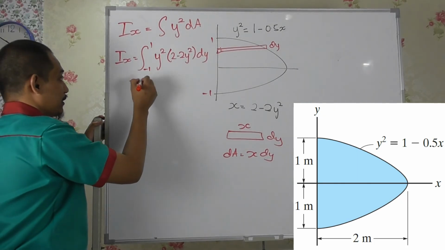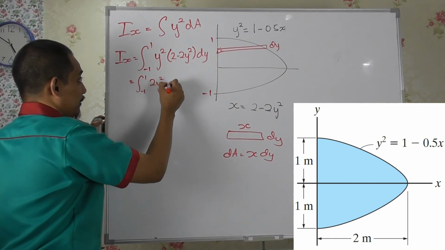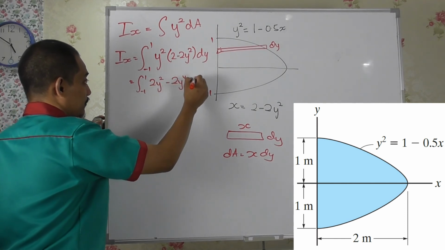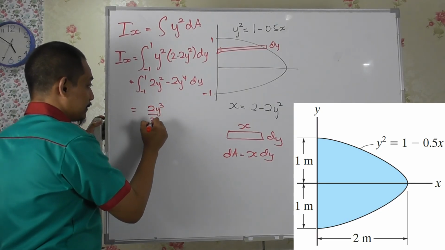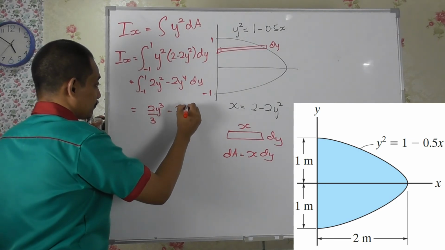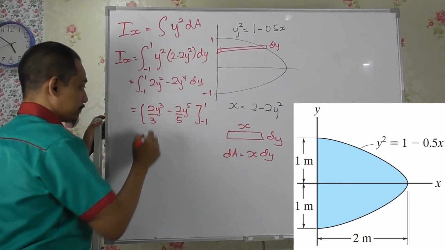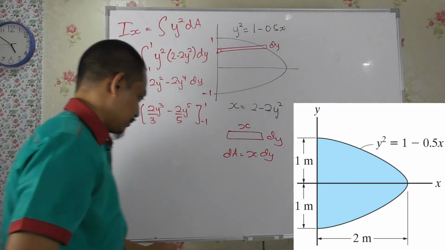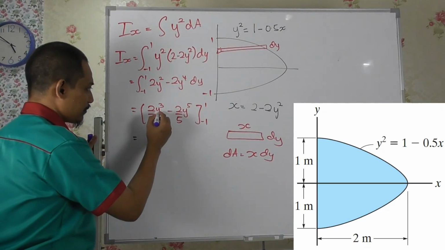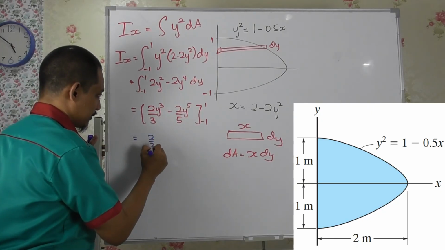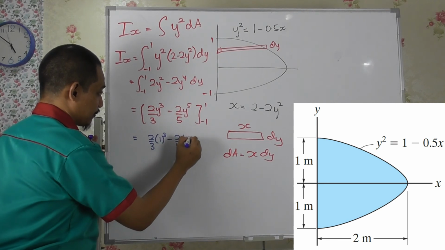Expanding this first, you have the integration from -1 to 1 of 2y squared minus 2y to the power 4 dy. If you integrate this, you'll get 2y cubed over 3 minus 2y to the power 5 over 5, from -1 to 1. I'm continuing on with a different color. If you plug in 1 first, you have 2 over 3, 1 to the power of 3, minus 2 over 5, 1 to the power of 5.